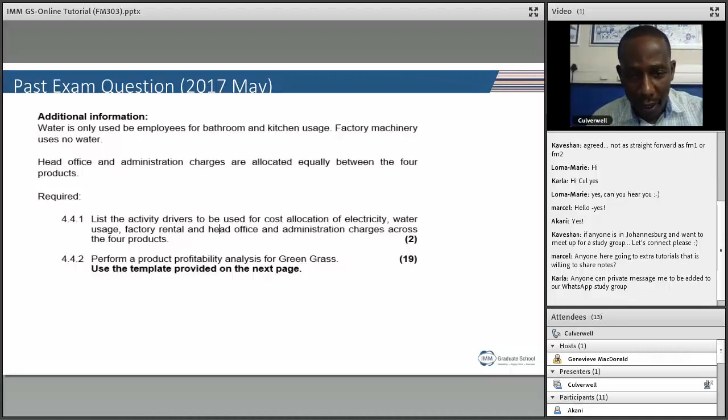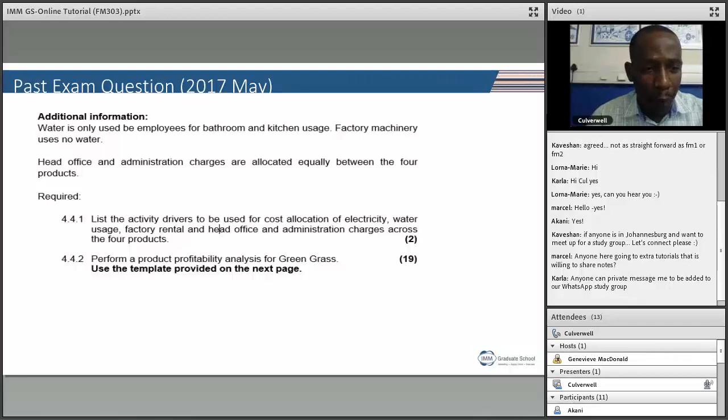So we said, just for us to be able to move on, for electricity we are using manufacturing hours. Water usage is going to be number of employees. Factory rental is going to be the floor space occupied by each product. Head office and administration charges, we are going to allocate cost equally among those four departments or products.